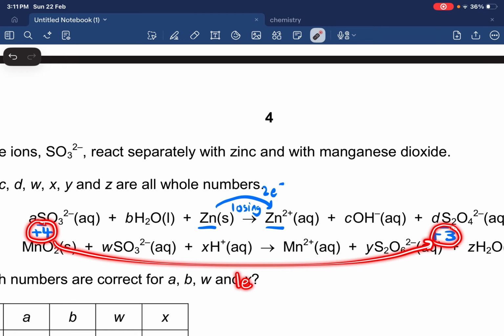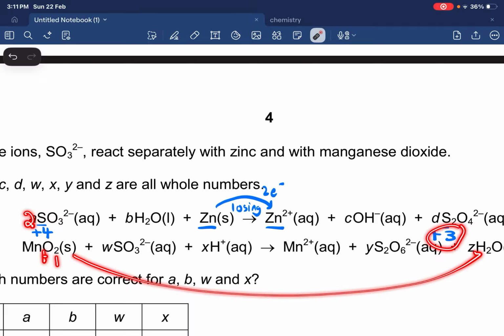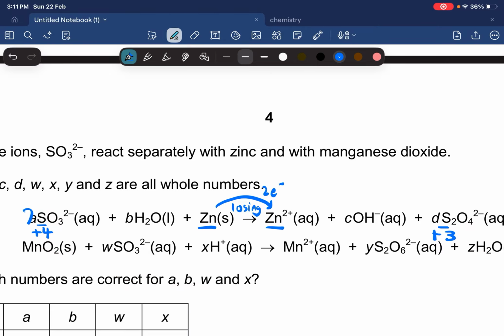Now we need to gain 2 electrons. So we have 2 sulfurs over here. If we added 2 over here, now what is going to happen? 2 sulfurs are each going to gain 1 electron, so we're going to go to 3 plus over here. So we add a 2 here.